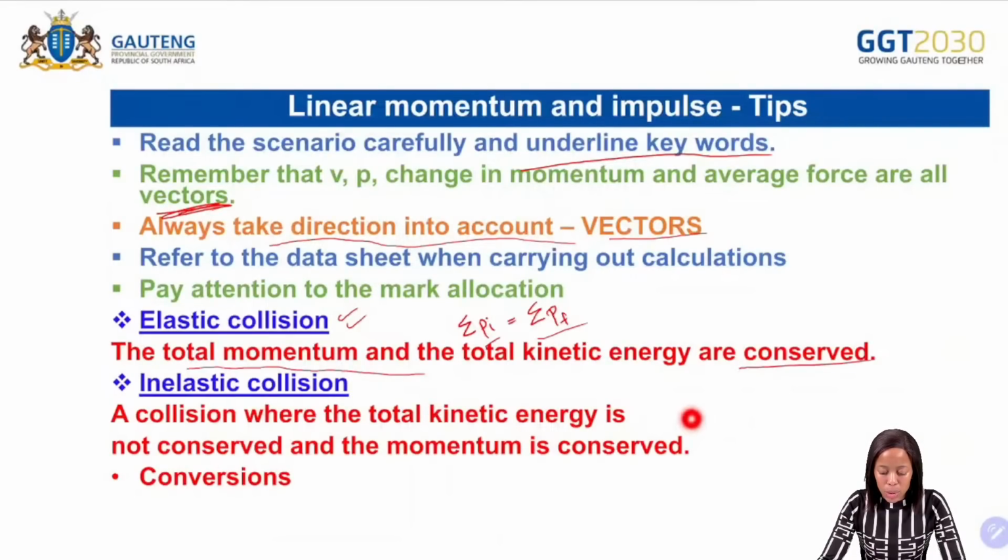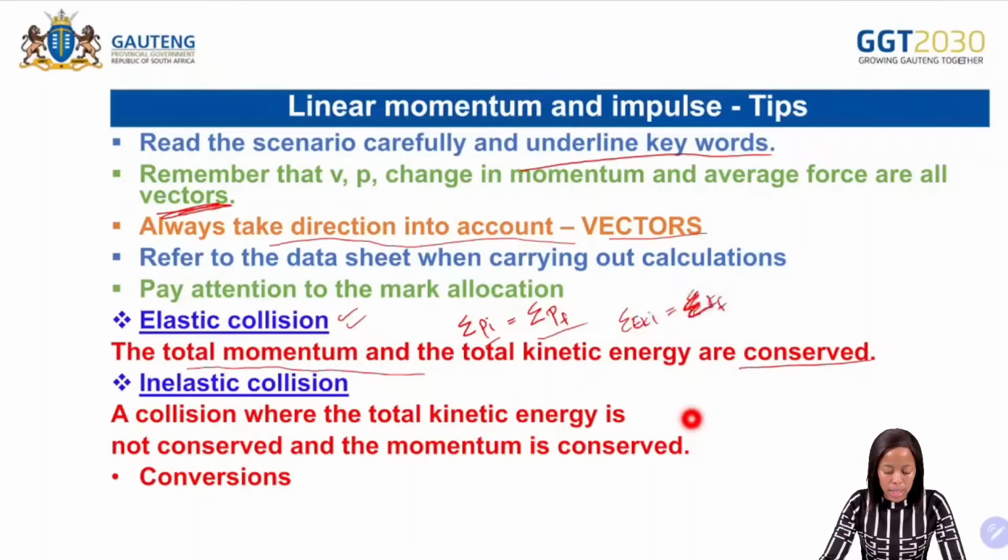And then it says the total kinetic energy is also conserved. So meaning EK initial will be equal to the sum of the EK final. So in an elastic collision, the momentum you have before will be equal to the momentum after the collision. What about the kinetic energy? The sum of the kinetic energy before the collision will be equal to the sum of the kinetic energy after the collision.